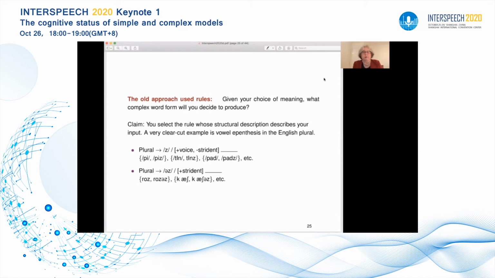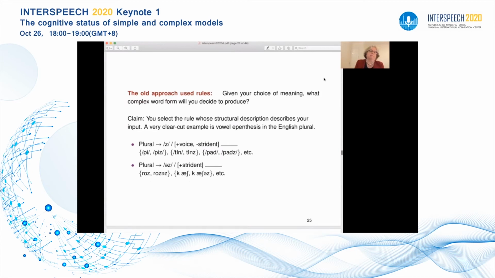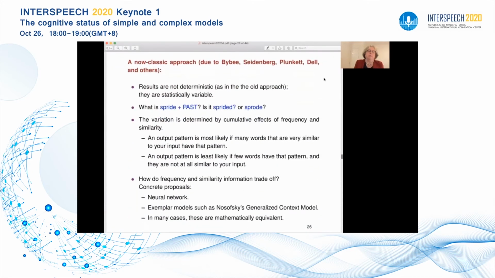So P, Ps, ten, tens, pad, pads. And I've left off the slide that if it's voiceless, the Z becomes devoiced to S. However, if it ends in a strident consonant, then you add schwa Z. So rose, roses, cash, cashes, and so forth.